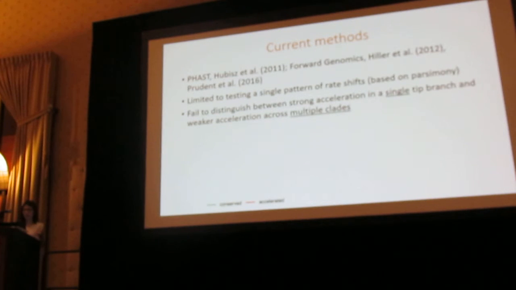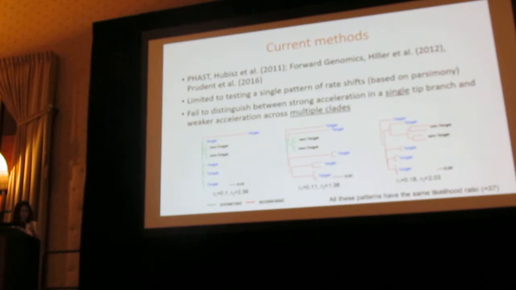pattern of rate shifts. Also, it fails to distinguish a single strong acceleration in one target class from weaker acceleration in multiple classes. Here is an example. These three elements have different acceleration patterns. However, they have the same likelihood ratio. In the first element, it only accelerates in one target species. I forgot to mention, the red branch means higher substitution rate, and the green branches mean lower substitution rate.